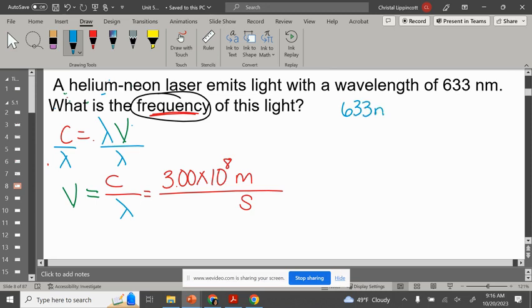633 nanometers. You might want to write off to the side in your notes somewhere that for every 1 times 10 to the 9th nanometers, you have 1 meter. So you're going to need to pull that out of your pocket often.